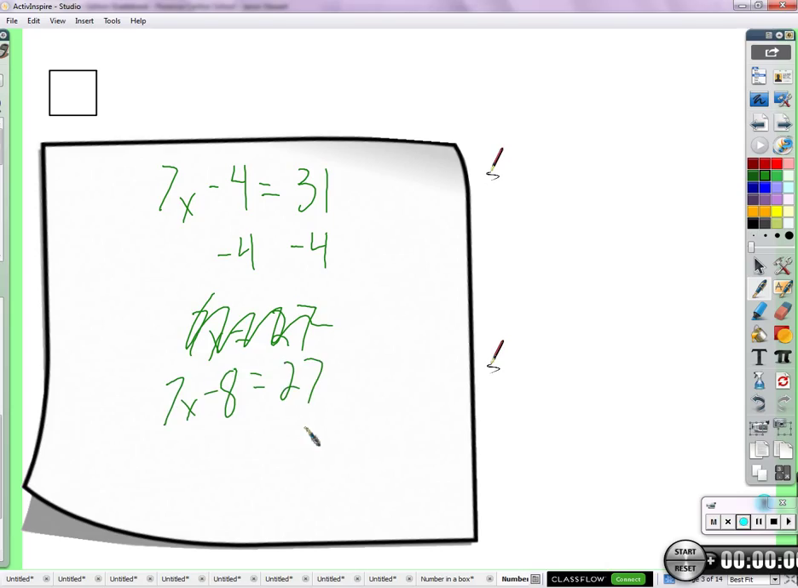And, well, the equation is still true. I have taken 4 from this side, and I have taken 4 from this side. I've now done it correctly instead of incorrectly. And you can do anything you want, as long as you do it to both sides. But are we any closer to solving this equation than we were to start with? No. No, we still have this other stuff over here with 7x.